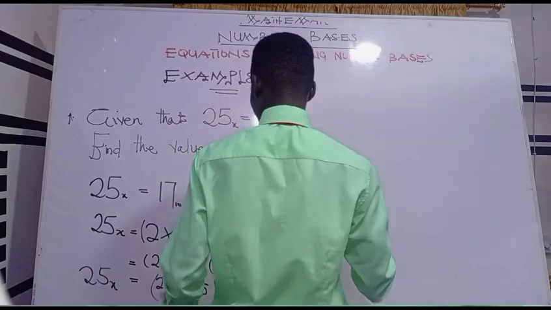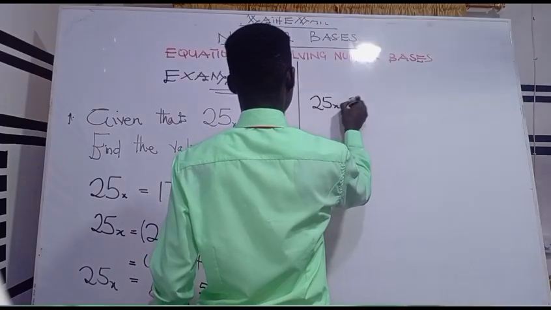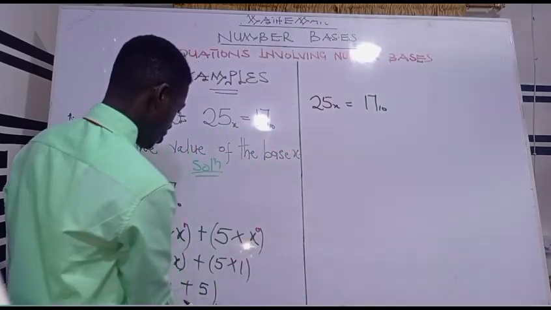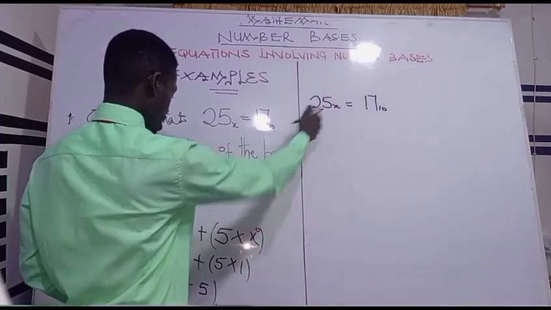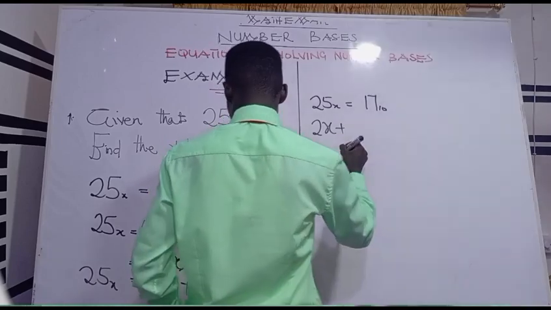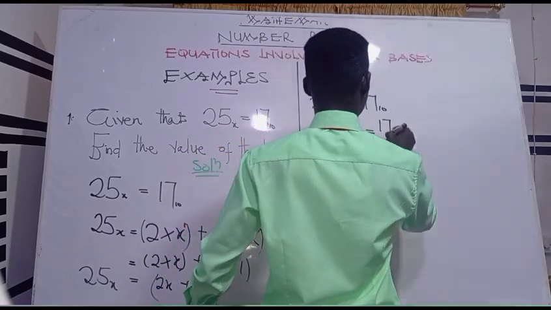So let's equate them. We have 25 base x is equal to 17 base 10. Now this is equal to this. We are going to write this in place of that. So we are going to get 2x plus 5 is equal to 17.